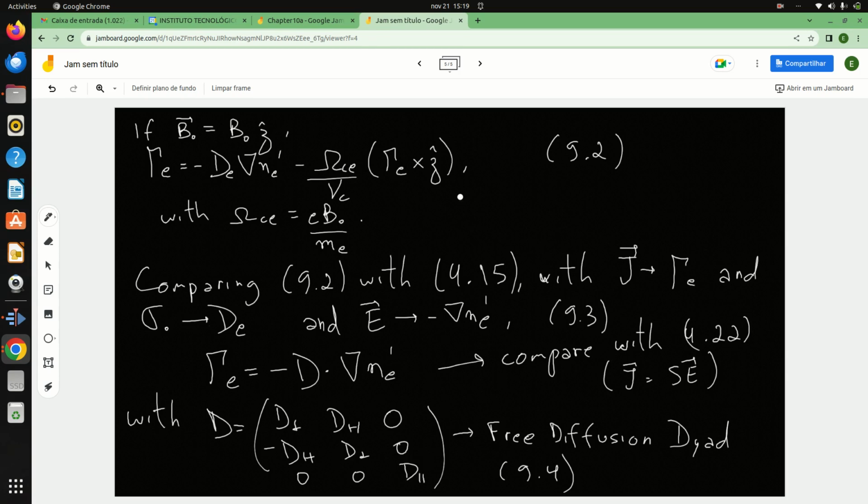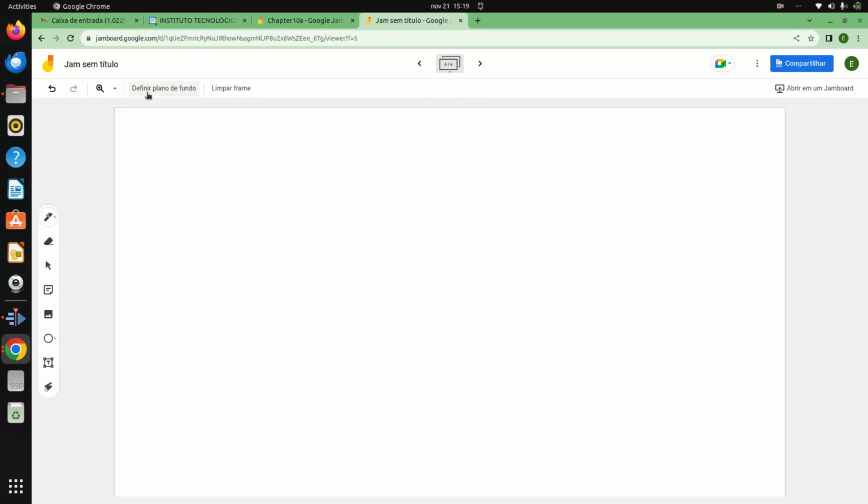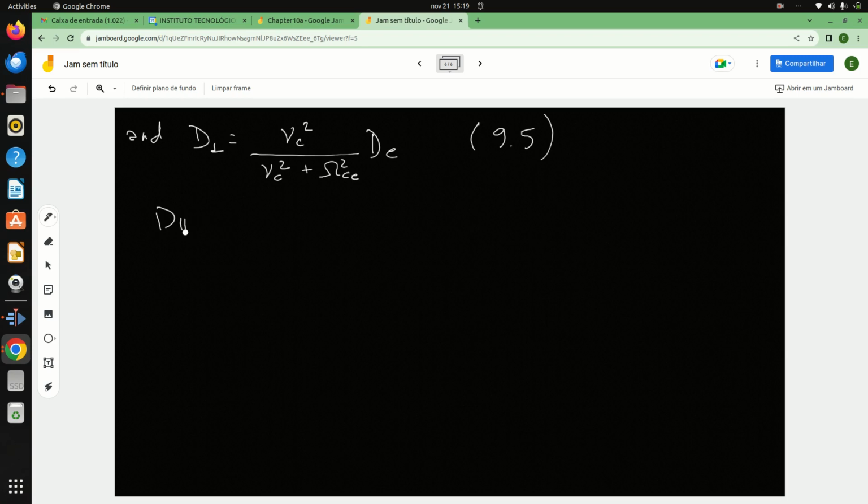What are the expressions for these coefficients? We have them. You can check. They are given by this. In the perpendicular direction you have this expression in terms of the electron cyclotron frequency. D parallel will be also written in terms of the electron cyclotron frequency and the collisional frequency.